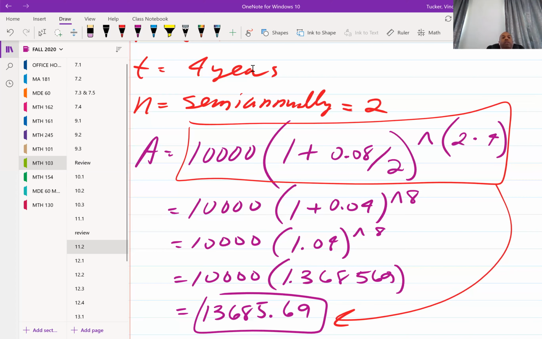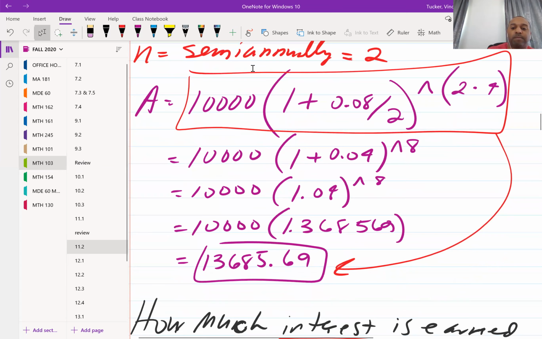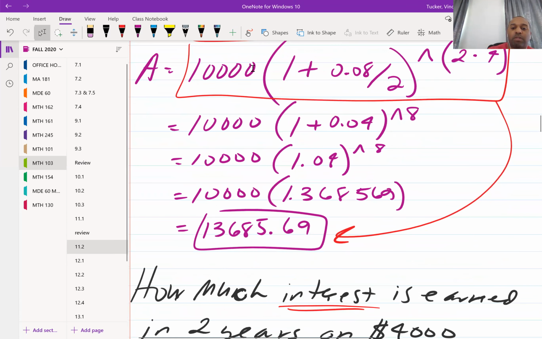All right. Any questions? So both of these sections, 11.1 and 11.2, are really about using the formulas and plugging in the numbers properly. Let's scroll up.